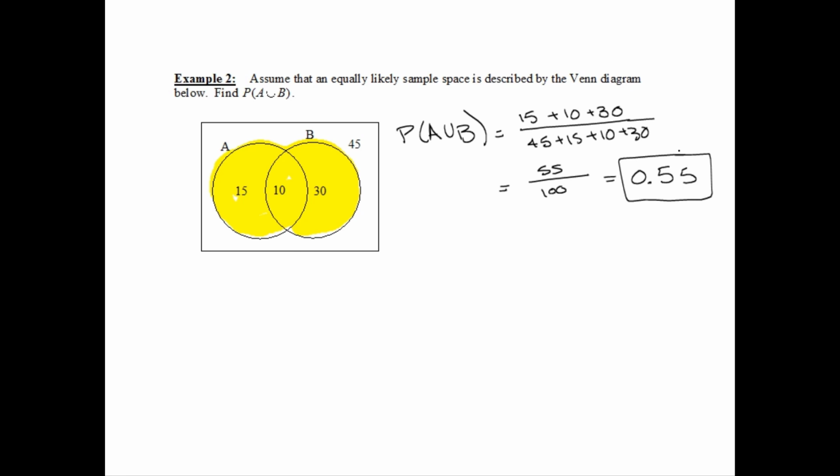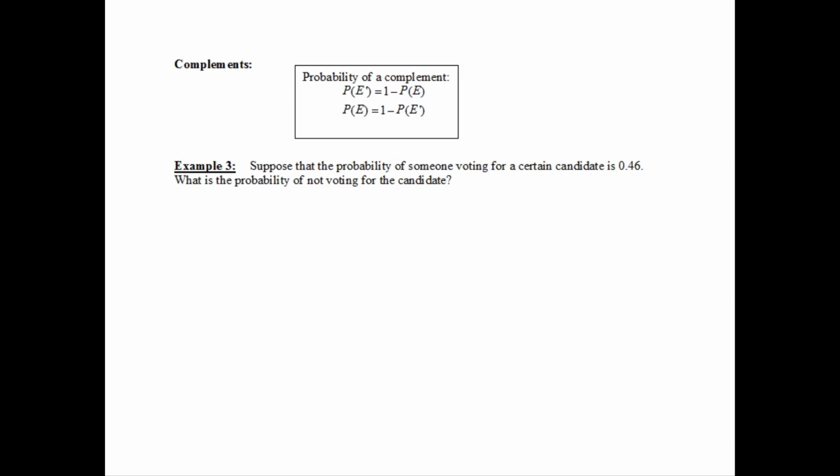And you could also do this with the addition formula above. Now let's look at complements. The probability of a complement is equal to 1 minus the probability of the event. Okay? Remember, when you have two events that are complements of one another, it can be arranged either way.